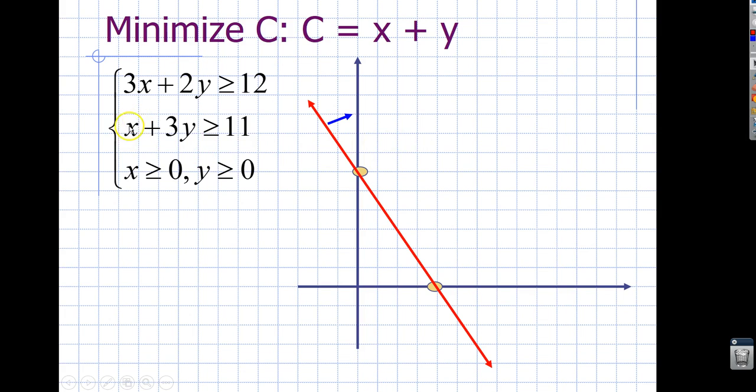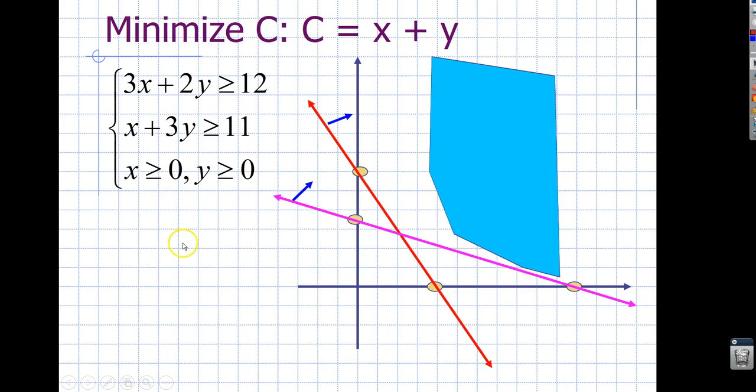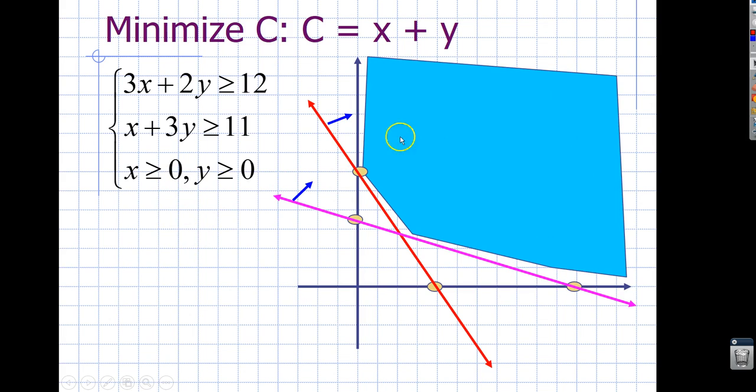This one, if we let x equal 0, y is 11/3, which is 3 and 2/3. And if y is 0, x is 11. So there's that line. Y is greater than, so it again is being shaded up. X is greater than or equal to 0 is this line, shaded this way. Y is greater than 0 is this line, shaded up. And so here's our feasible region.